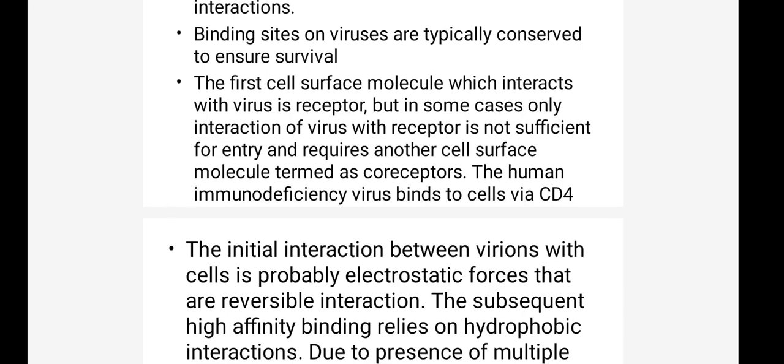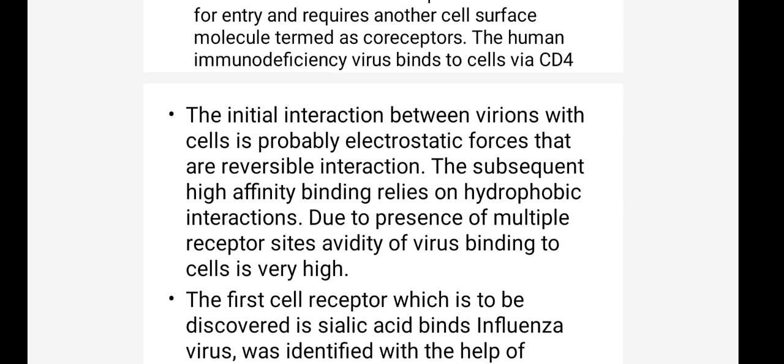Now the first cell surface molecule which is responsible for interacting with the virus is considered to be the receptor. But some of the viruses require the help of another molecule for entry into the host cells, and this second molecule, which helps the viruses get inside the host cell, is considered to be the co-receptor. The human immunodeficiency virus, HIV, binds to the cells via the CD4 molecule, and this initial interaction is not sufficient for entry. It again requires another co-receptor molecule, and only then does it enter the host cell.